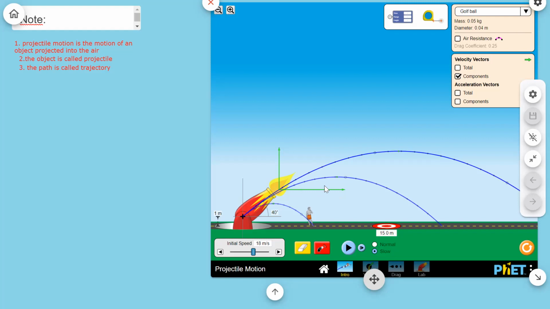As an introduction for you, there are two types of motion in projectile motion. First is the vertical motion, and then the second one is the horizontal motion.